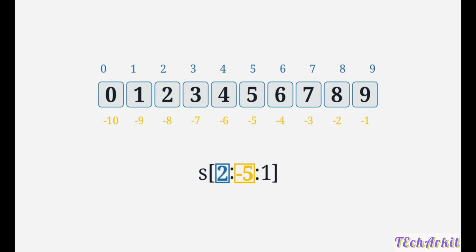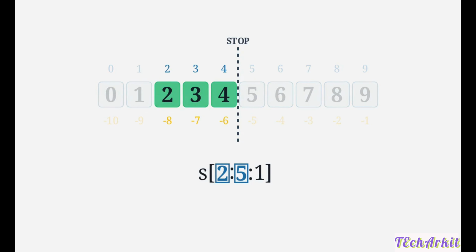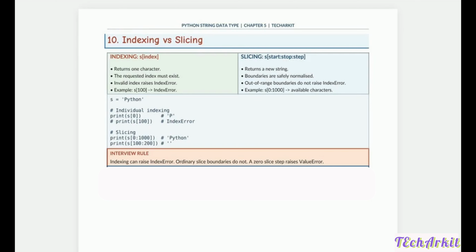We can mix notations, like S[2:-5:1]. This creates confusion by using 2 different numbering systems. The solution is translating coordinates. -5's positive equivalent is index 5. We are actually asking for index 2 through 5, returning characters 2, 3, and 4.